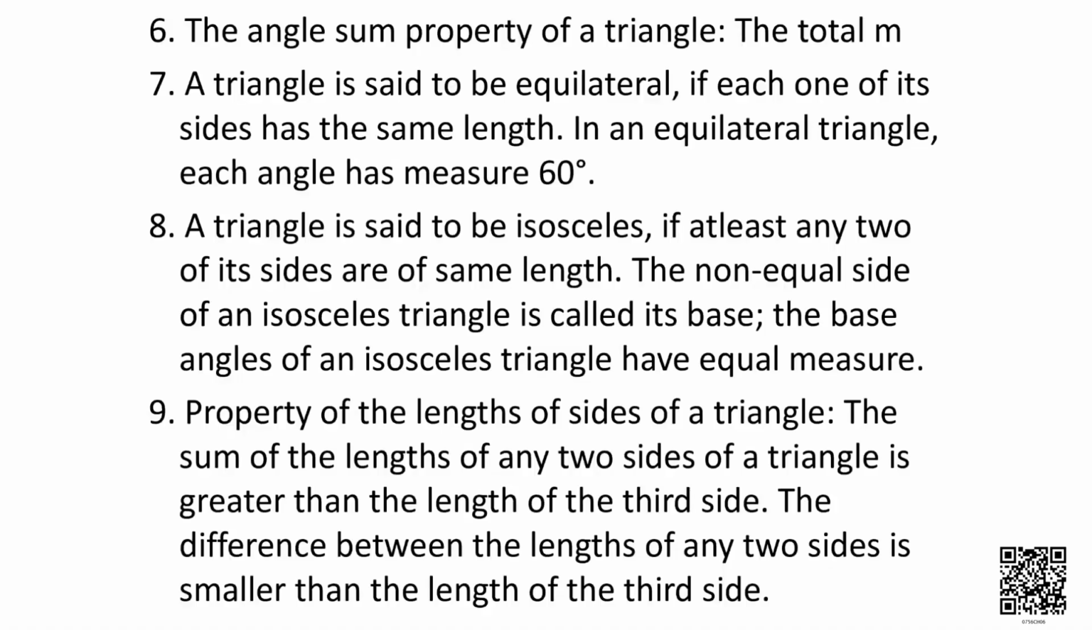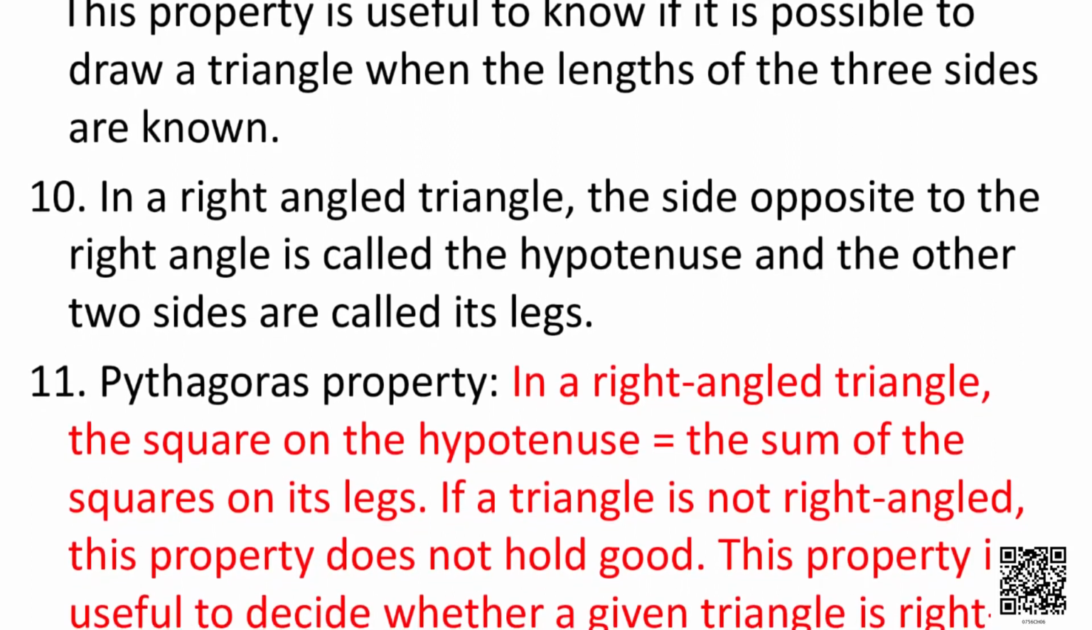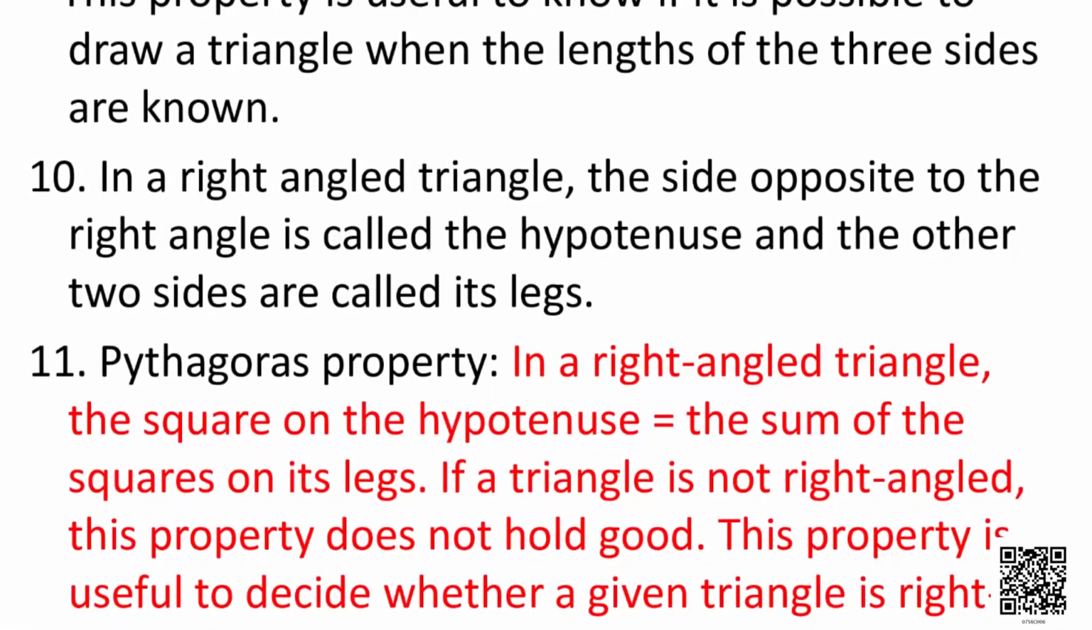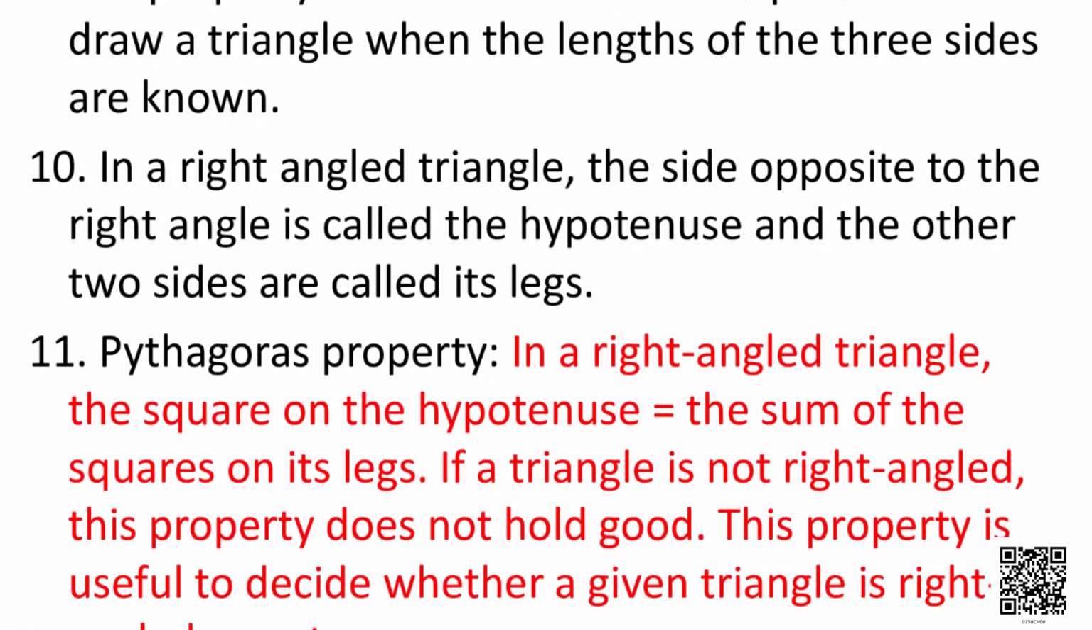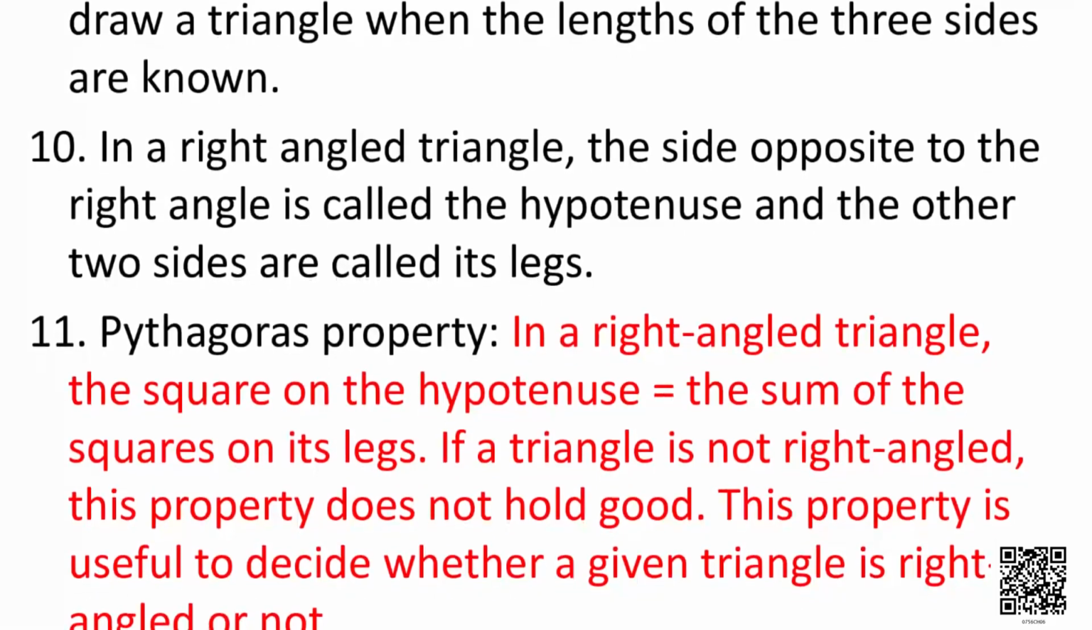Now, we have also learned the property of the lengths of sides of a triangle, which is that the difference between the lengths of any 2 sides is smaller than the length of the third side. This property is useful to know whether it is possible to draw a triangle when the lengths of the 3 sides are known. Also in this chapter we have learned about the right angled triangle, and that the side opposite to the right angle is called the hypotenuse and the other 2 sides are called its legs.